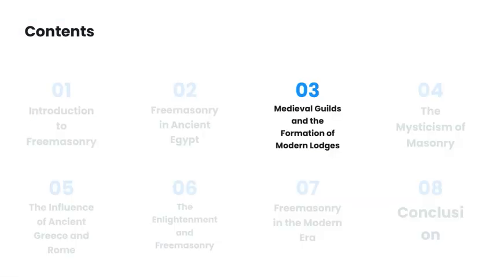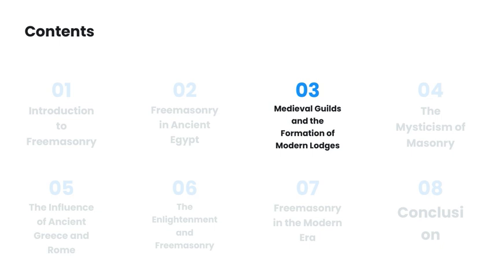Let's take a moment to look at the contents of this presentation. We start with the introduction to Freemasonry, which sets the stage for understanding its origins and significance. Moving back in time, we explore Freemasonry in ancient Egypt, where some of the earliest symbolic and architectural influences can be traced. Then, we consider the impact of ancient Greece and Rome, highlighting philosophical ideas and cultural exchanges that shaped early Masonic thought. Next, we examine how medieval guilds laid the groundwork for modern lodges, emphasizing craftsmanship, secrecy, and brotherhood that persisted through the ages.